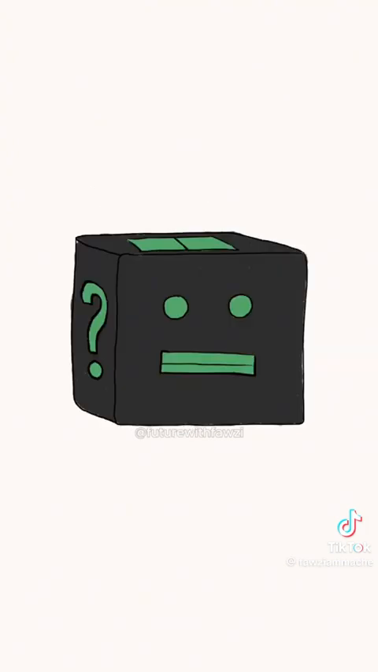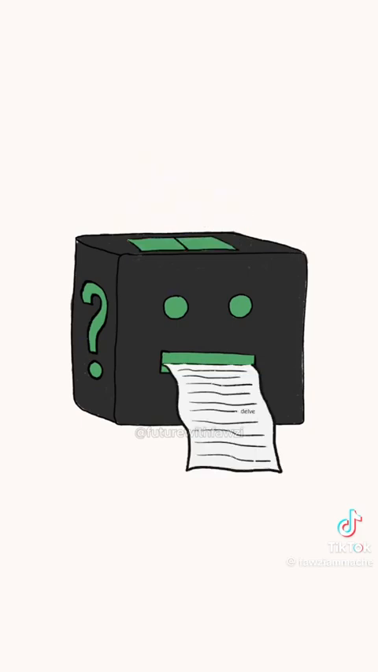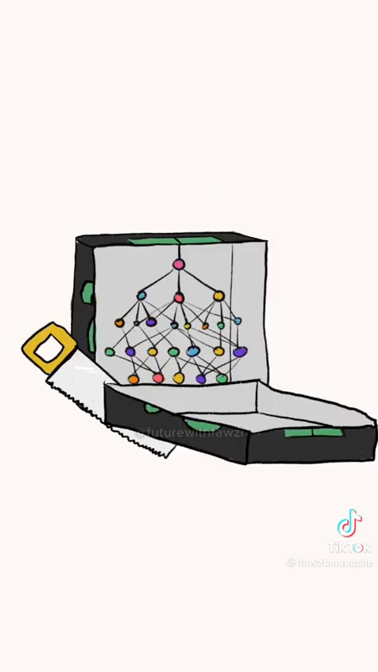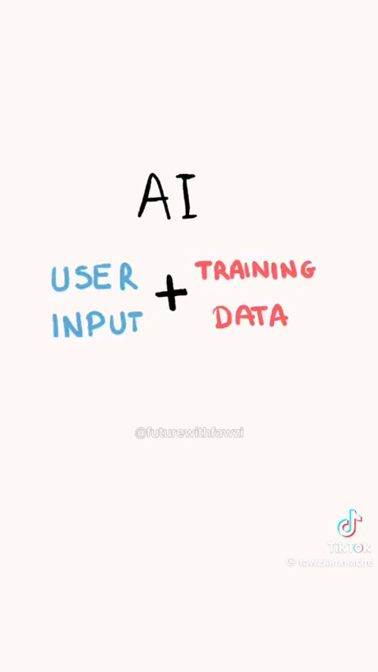This is why people call AI a black box. It turns your input into an output based on similar things you've shown it in the past, but you don't know what's happening in the box exactly. AI basically combines your input in the moment with the data it's been trained on to generate an output.